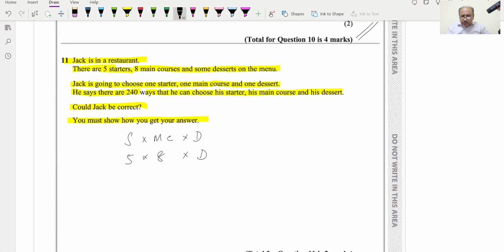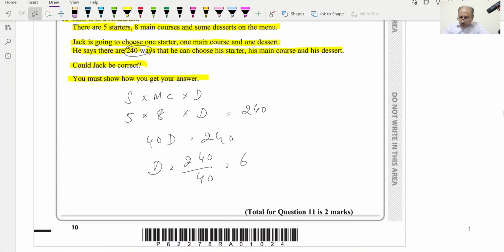So it will be desserts like this, and this is given as 240 ways. So we can write 40d is equal to 240, and d is equal to 240 over 40, which is equal to 6. And so it means that the number of desserts should be 6, so Jack could be correct.